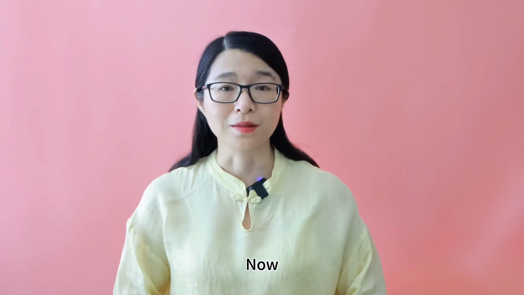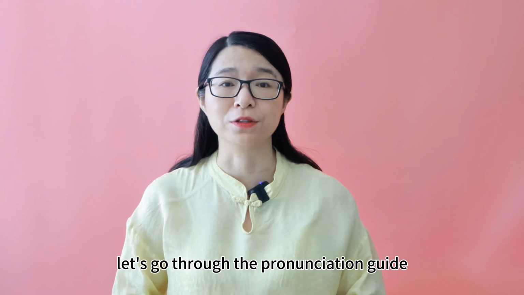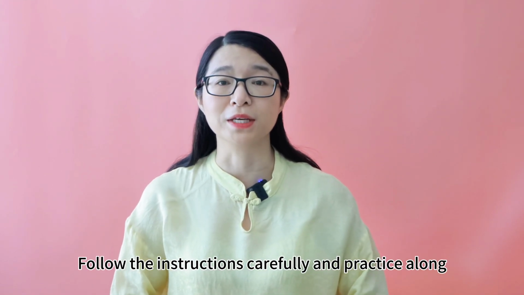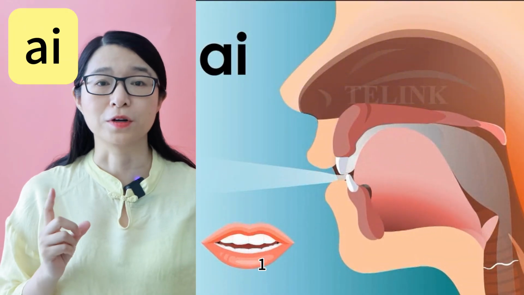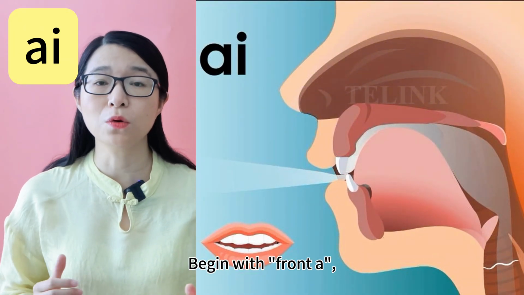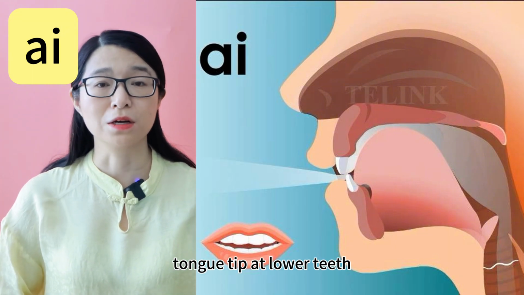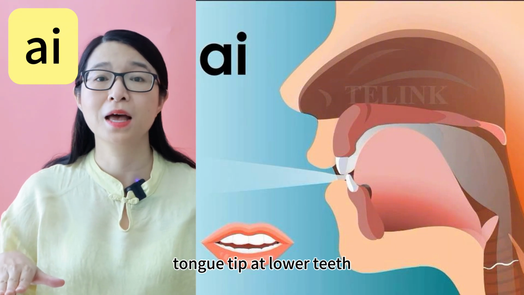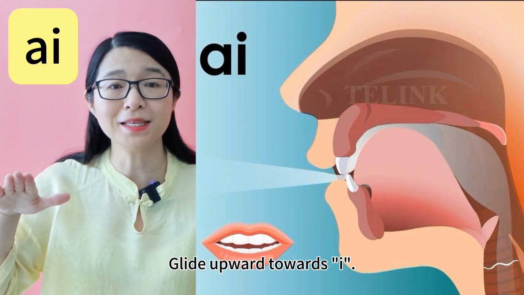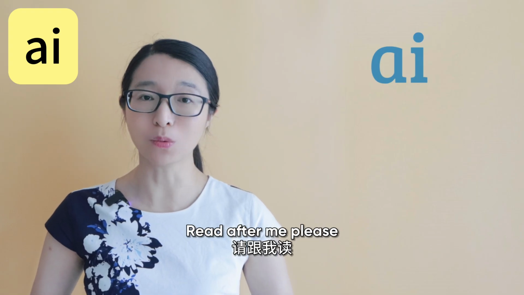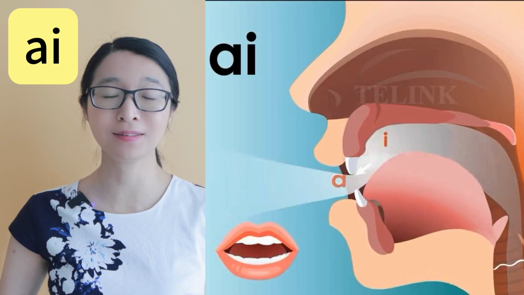Pronunciation guide. Now let's go through the pronunciation guide for each compound final. Follow the instructions carefully and practice along. First, starting position. Begin with front A, tongue tip at lower teeth. Second, tongue movement. Glide up toward E. Read after me, please. 请跟我读 I.